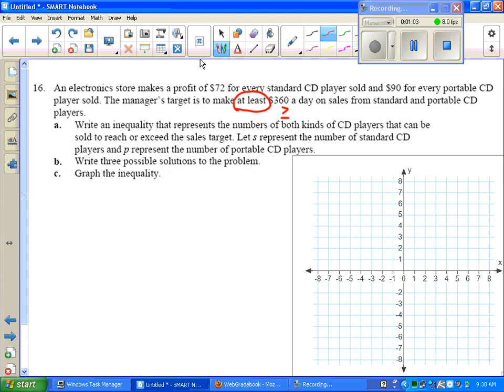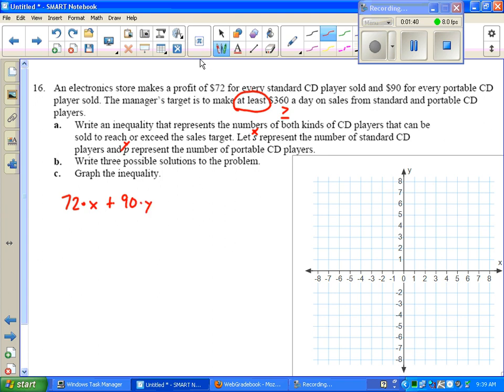To exceed the sales target, let S represent the number of standards and P represent the number of portable CD players. We're going to make a little change on that, and we're going to call S X, and we're going to call P Y, just so we can graph it in things that we're more comfortable with. So if we have $72 for every standard CD player, that means $72 times each standard CD player. That would be times S, or in this case, times X, plus $90 for every portable. That would be 90 times P, or in this case, 90 times Y.